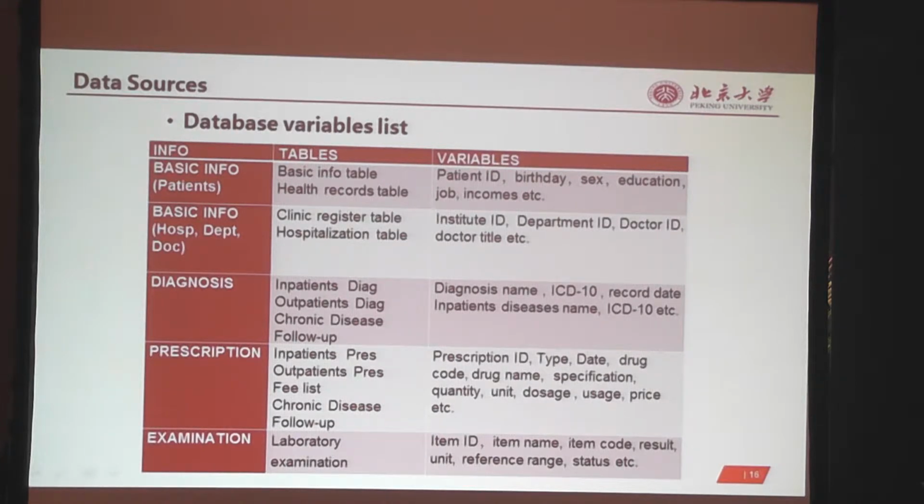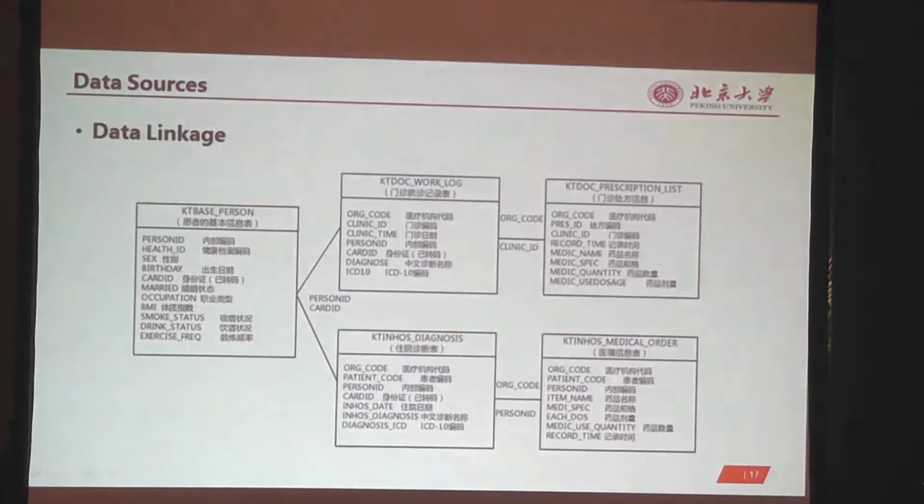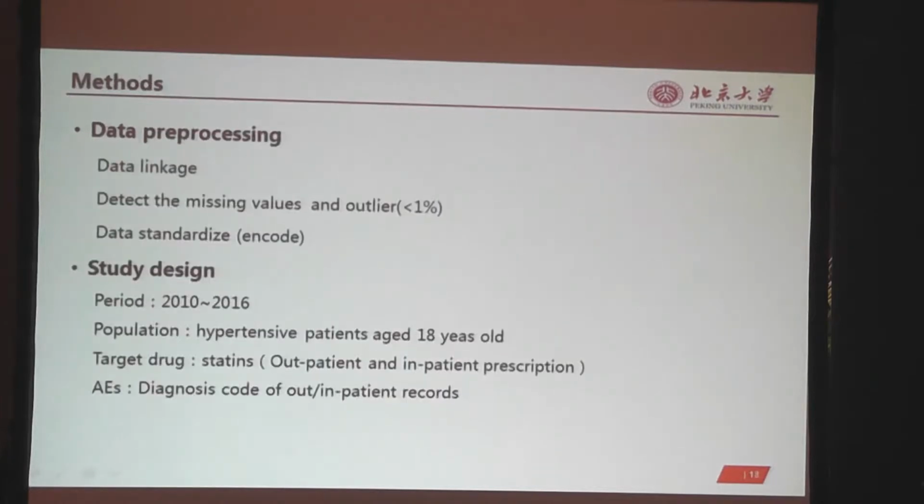You can see the different information in different tables and different variables. So this slide shows an example of how to link all these different tables together, so we can better analyze the data by using the key variables in each table.